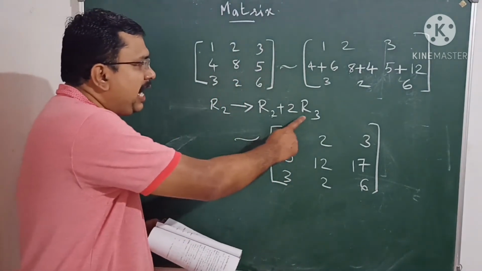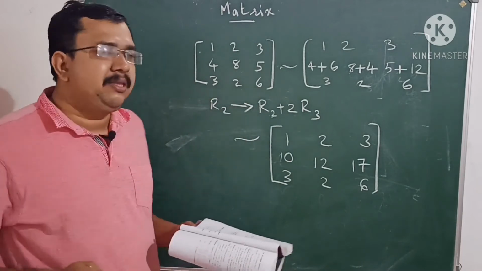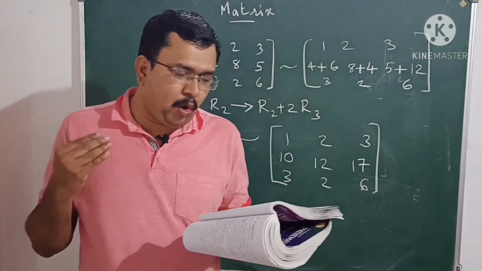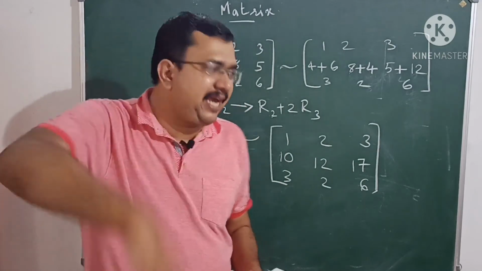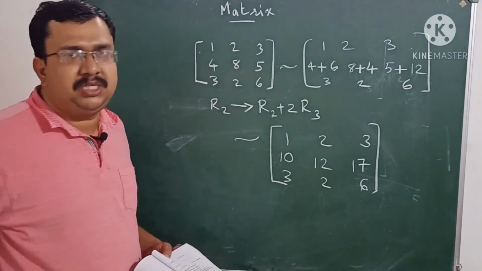Look here, R3 third row, the multiplication of elements in a row or column by a non-zero scalar. Here 2 is our non-zero scalar.